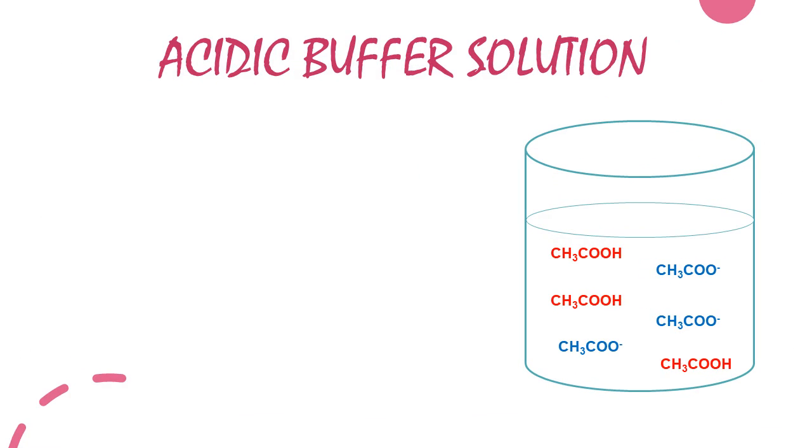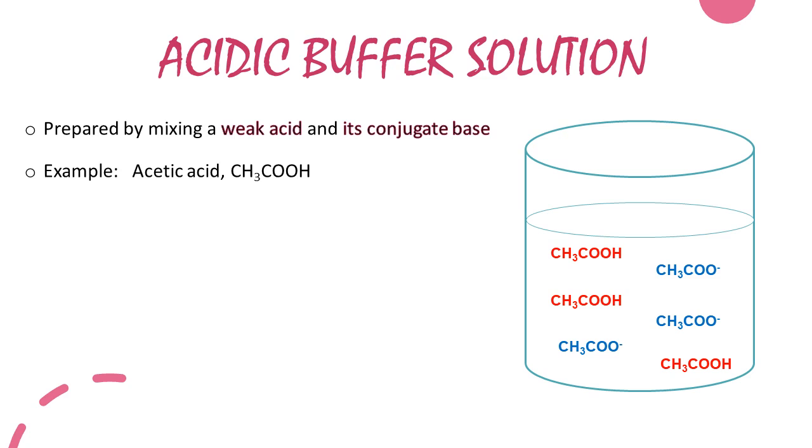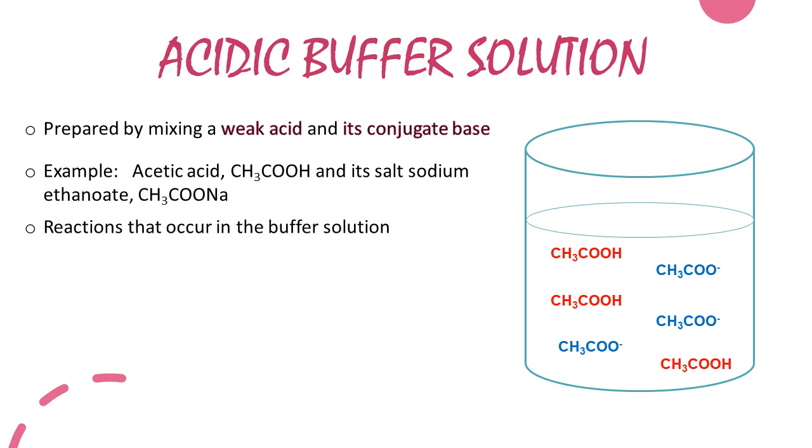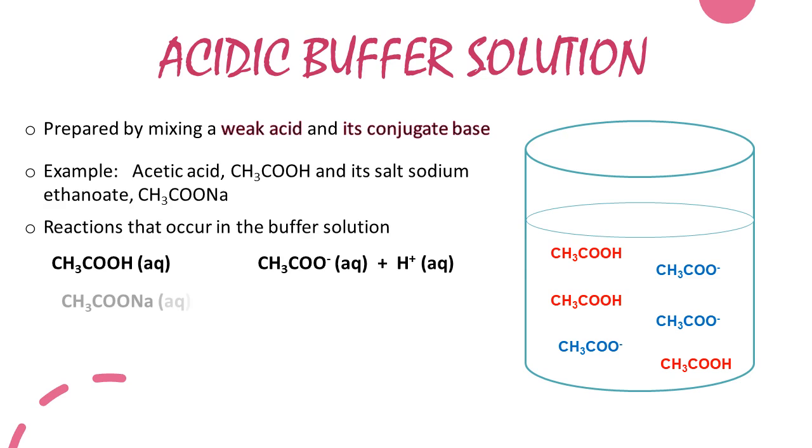Alright, now we're going to look at acidic buffer solution first. An acidic buffer solution can be prepared by mixing a weak acid and its conjugate base. In this example, we use acetic acid and its salt, sodium ethanate. The reactions that occur in the buffer solution can be represented by the dissociation equations of acetic acid and sodium ethanate.